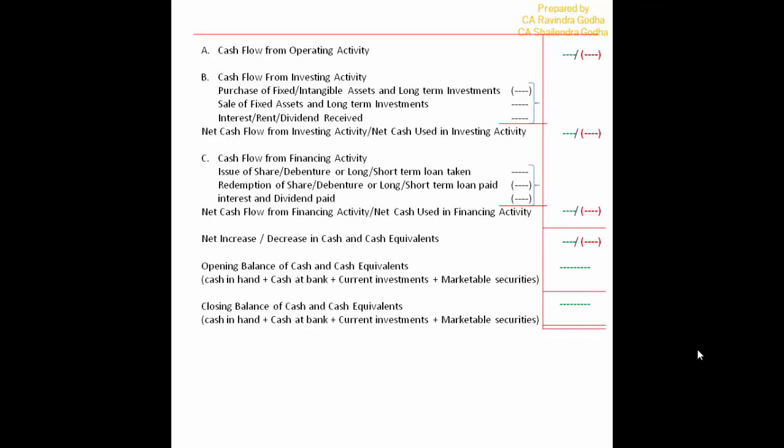It is also a positive value, and by this you can check whether your answer is right or wrong. Meaning, in the final answer, if we add the opening balance of cash and cash equivalents, we get the closing balance of cash and cash equivalents.